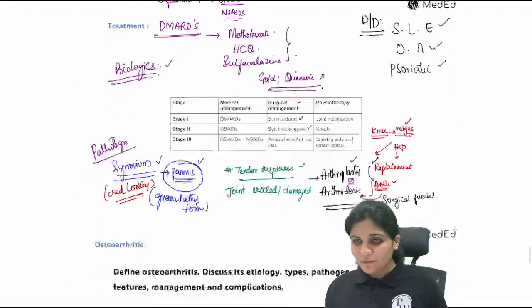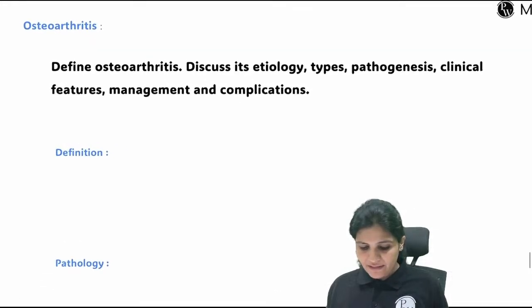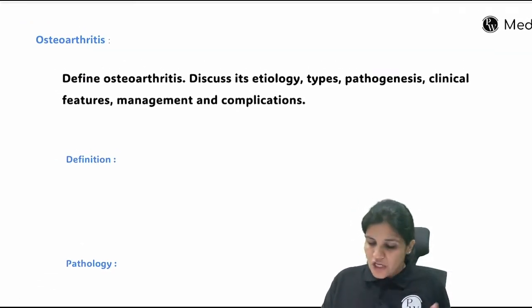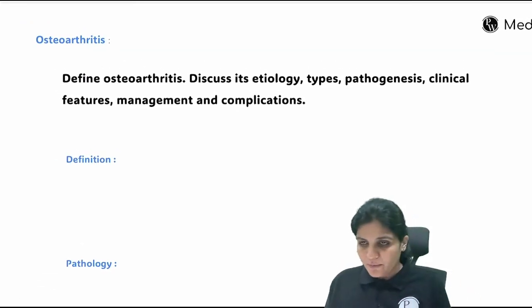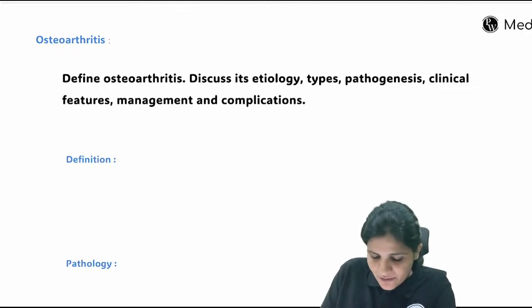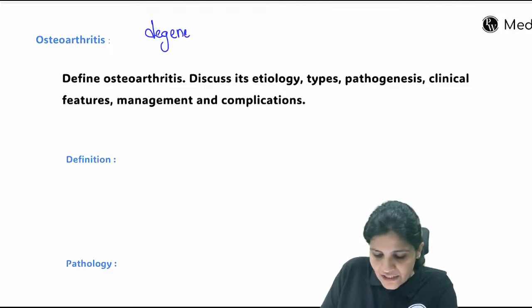Okay, once we are done with rheumatoid, now we'll discuss osteoarthritis. If you understand rheumatoid arthritis in great detail, this will be very easy. Here I want to tell you one important thing: this is a degenerative arthritis. What do you mean by degenerative arthritis?